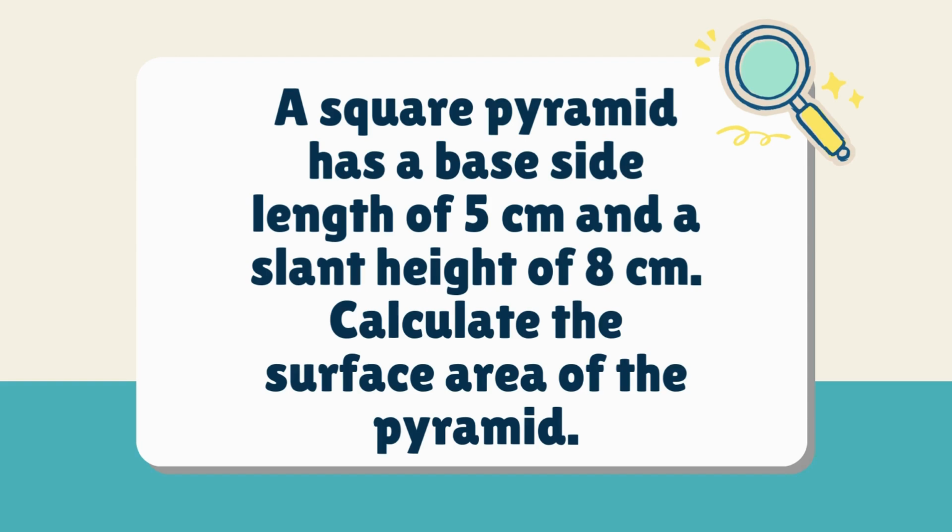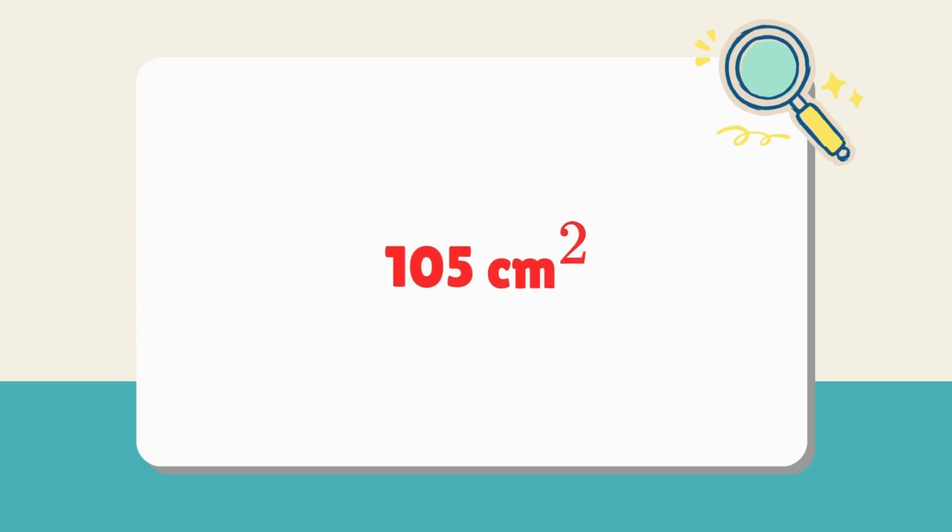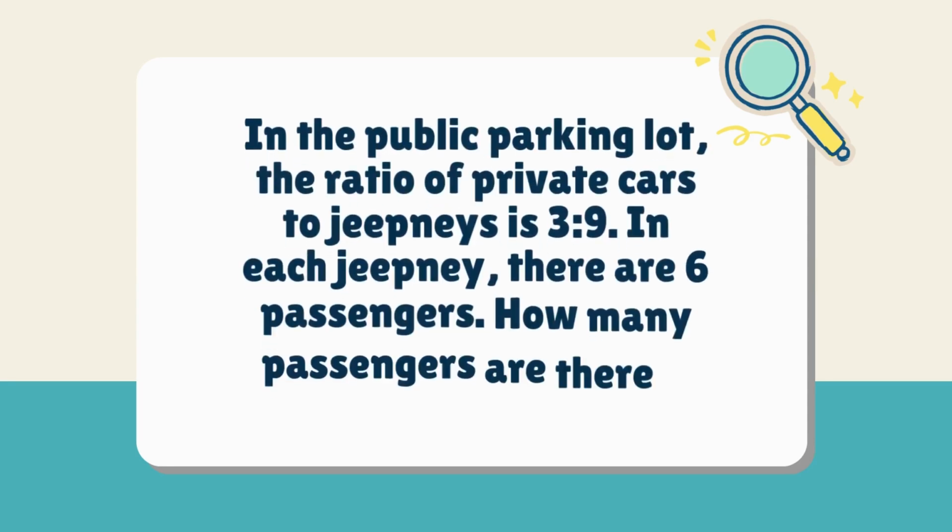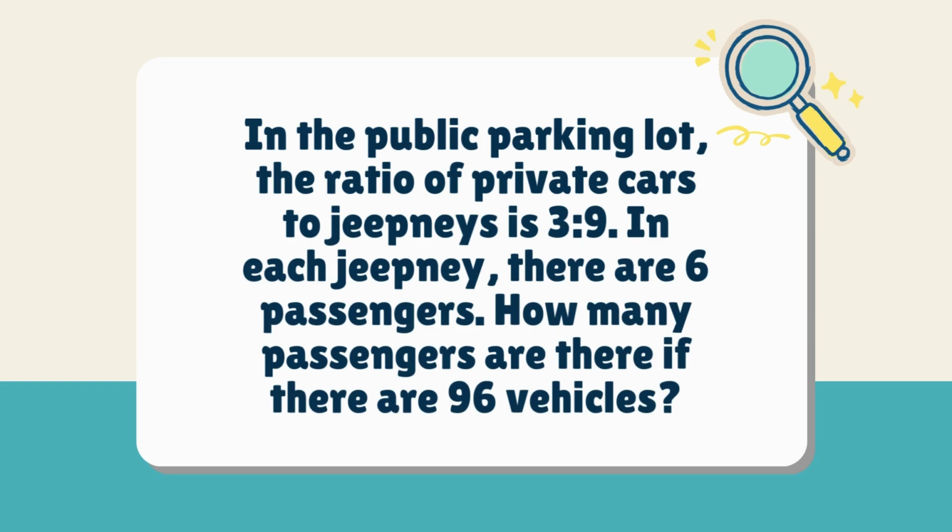Time's up. The correct answer is 105 square centimeters. In the public parking lot, the ratio of private cars to jeepneys is 3:9. In each jeepney, there are 6 passengers. How many passengers are there if there are a total of 96 vehicles? Your timer starts now.